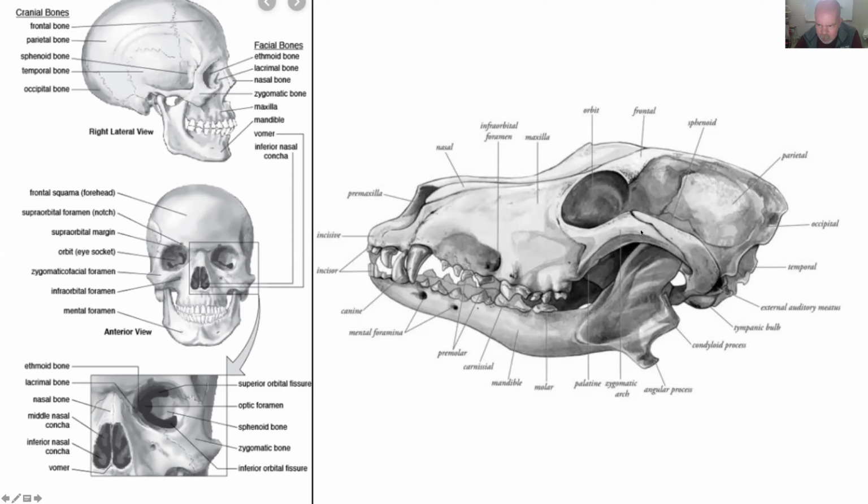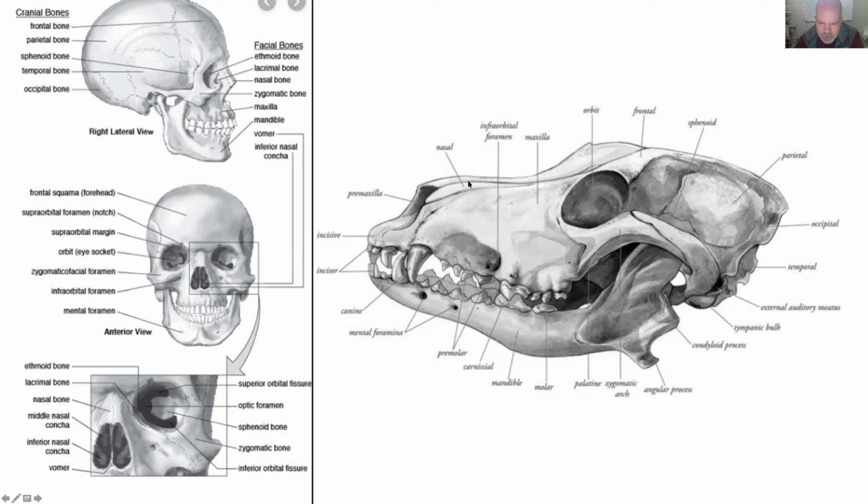I'm not going to spend a whole lot of time talking about the differences in the dog versus the human, but I do truly think it makes more sense to learn them first on a different animal, and then we're going to switch to a human. So what we have down here is the pre-maxilla, which we have in the human. It's right down there, but it's not really obvious.